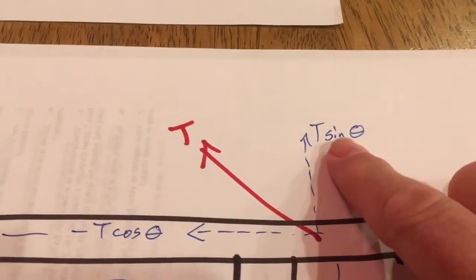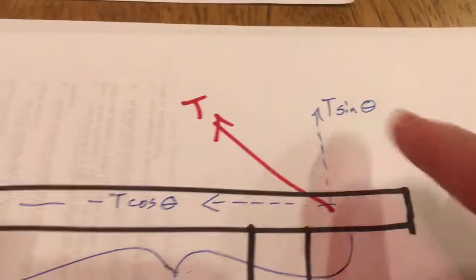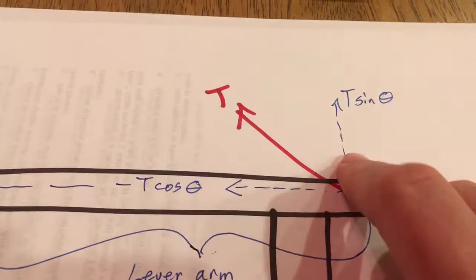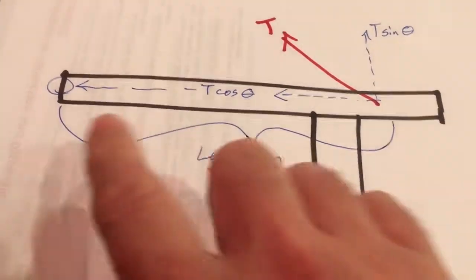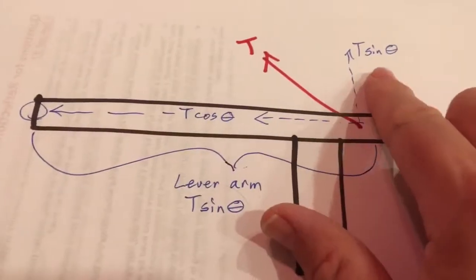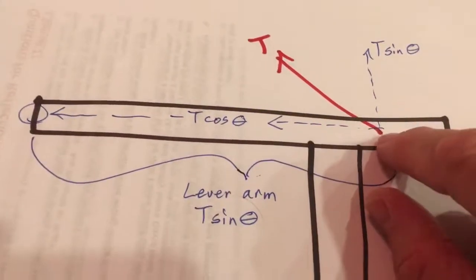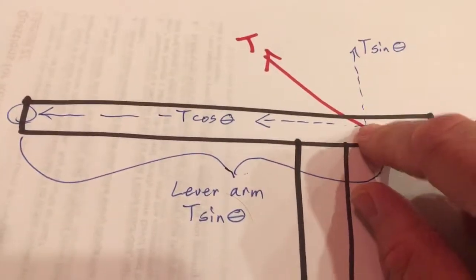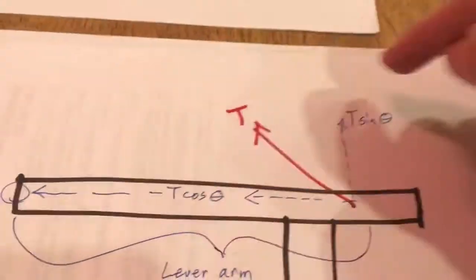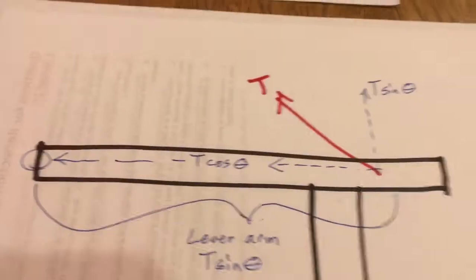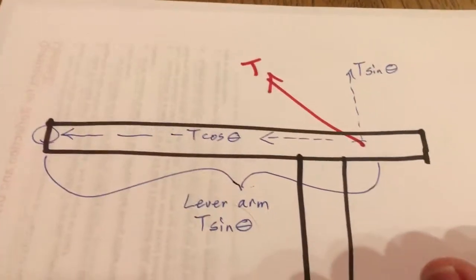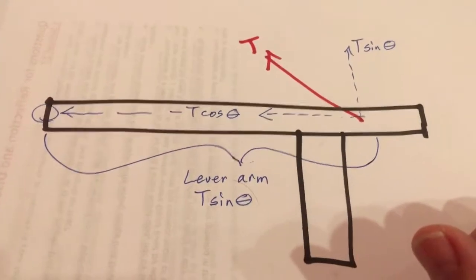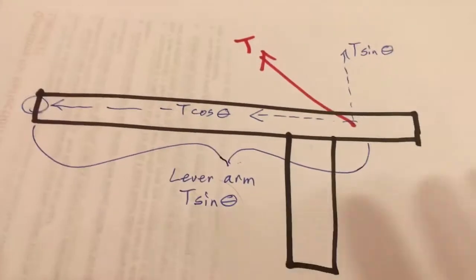And so then this is the tension times sine theta, and that's our y component, and this is the lever arm, the perpendicular distance for T sine theta. Now I just wanted you to see that they're actually coming out of the center of this beam. They're not actually up here. That was just to break them up in their x and y components. But hopefully that helps to explain some of this, and as you have questions, let me know if this helps.